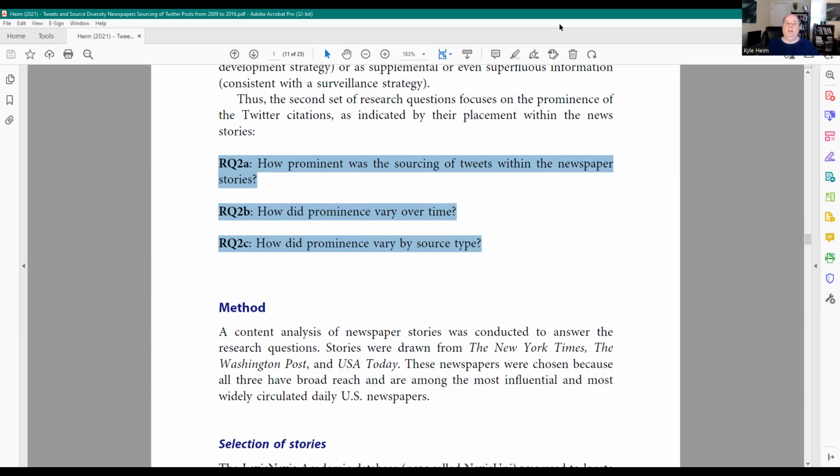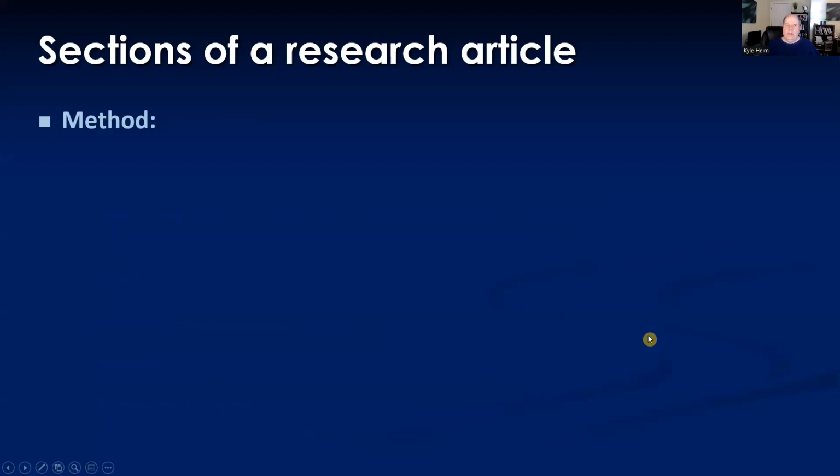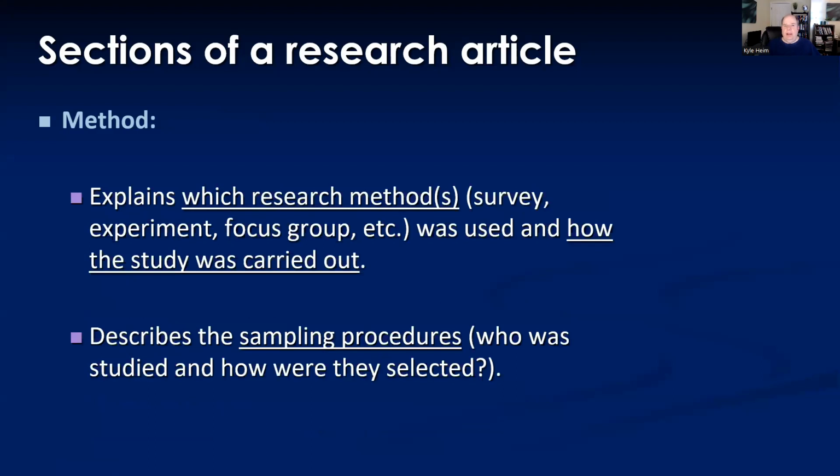So let's talk about what goes in the methods section. So now we've finally gotten to the part of the research article where we actually get down to the actual study that the researchers did. So the methods section needs to explain which research method or methods were used and how the study was carried out. Did they do a survey? Did they do an experiment? Did they conduct focus group sessions or in-depth interviews? What research methods were used?